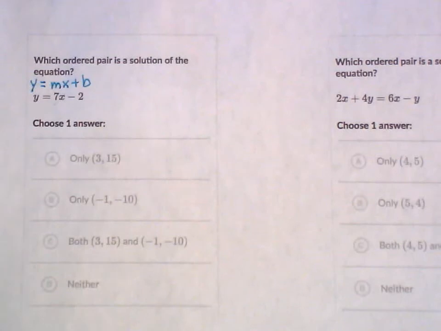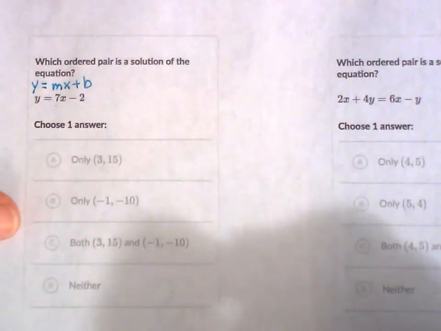So we're going to be talking about that, I think tomorrow. I don't think it's this afternoon. I have to look. Anyway, I digress, okay? Which ordered pair is a solution of the equation?